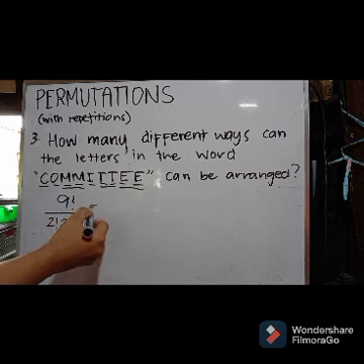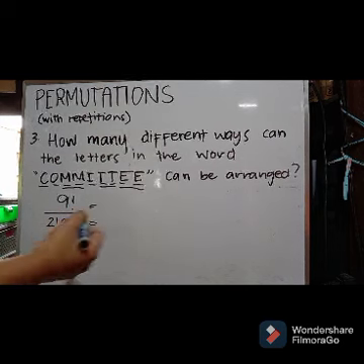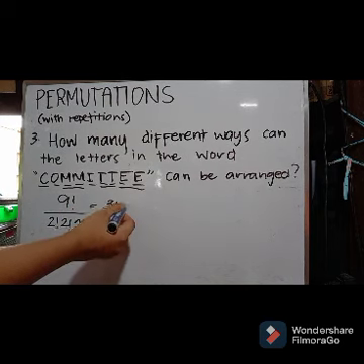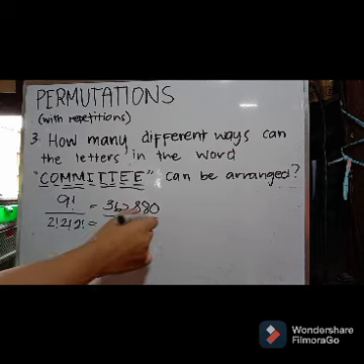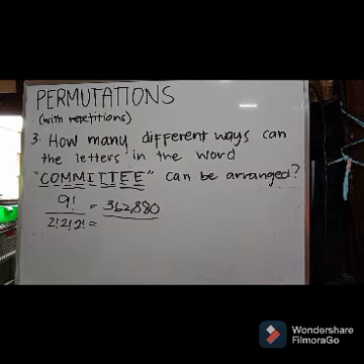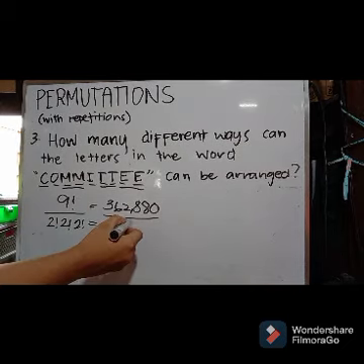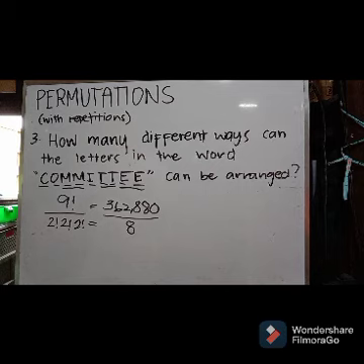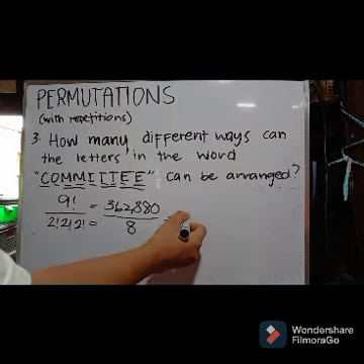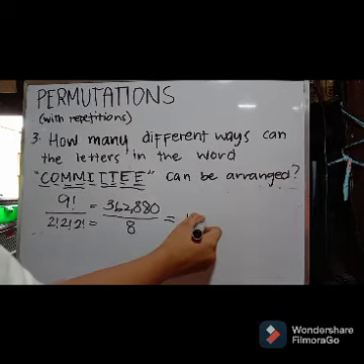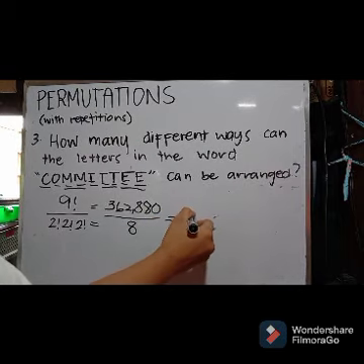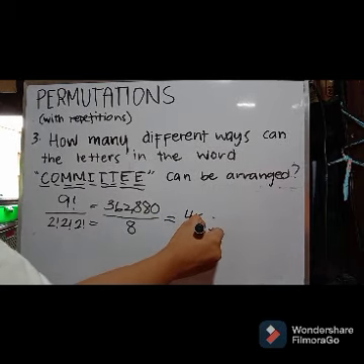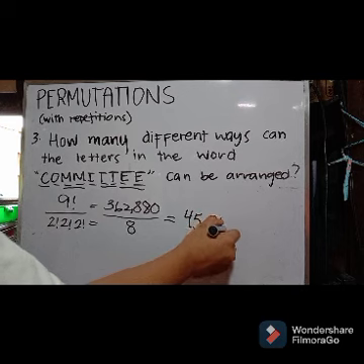So 9 factorial is equal to 362,880. And 2 factorial times 2 factorial times 2 factorial is equal to 8. So 362,880 divided by 8 is equal to 45,360.